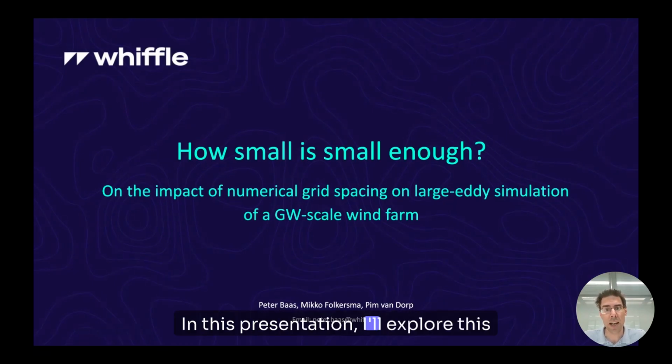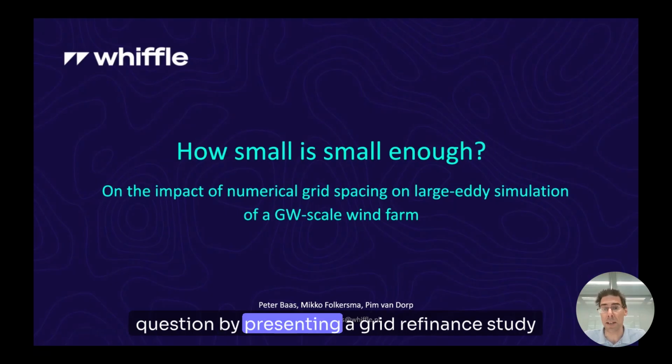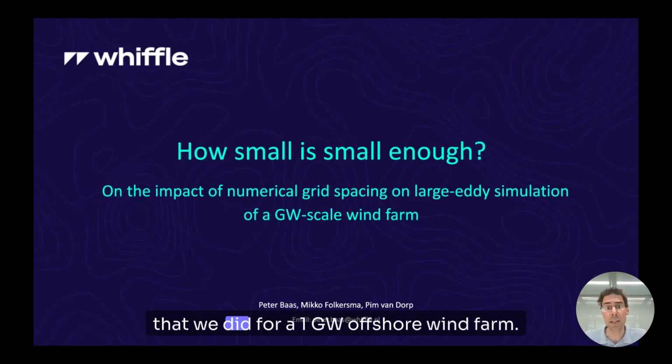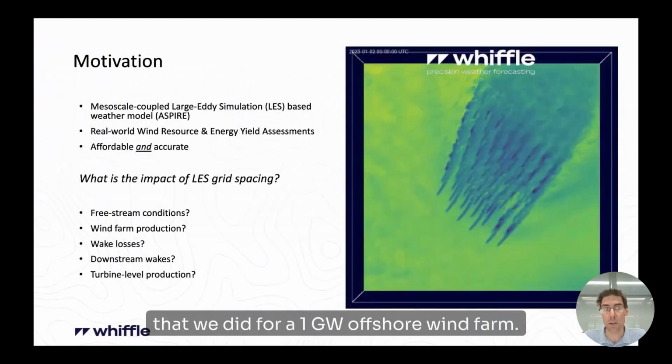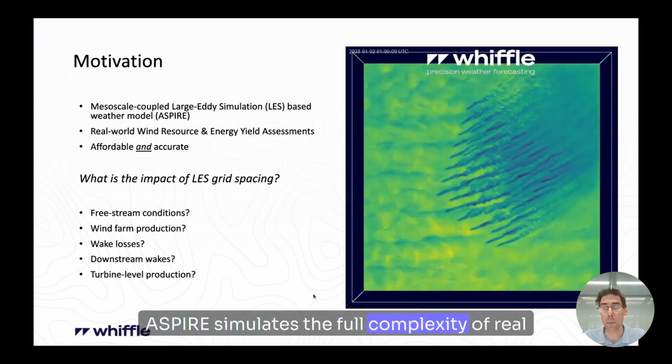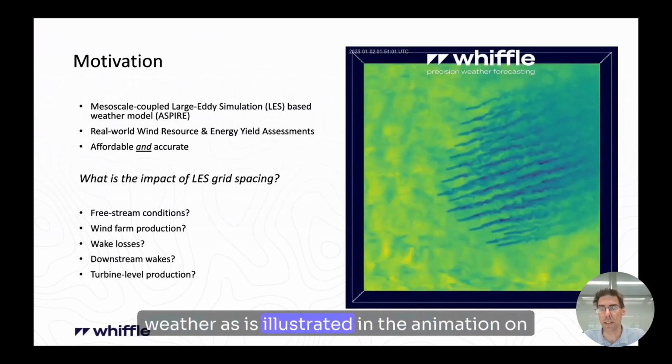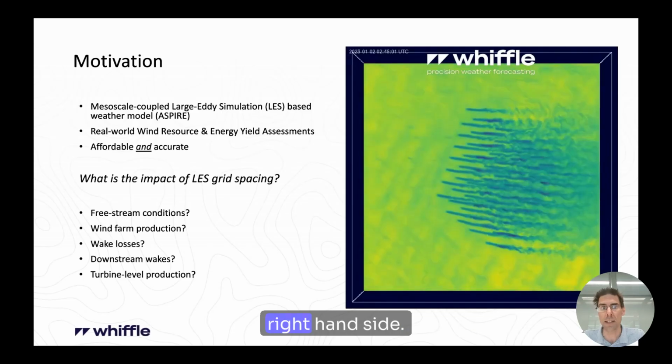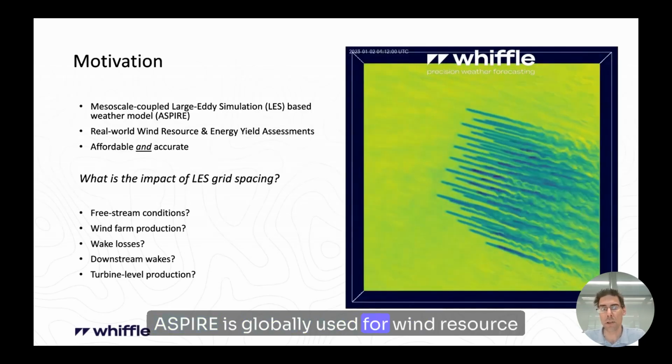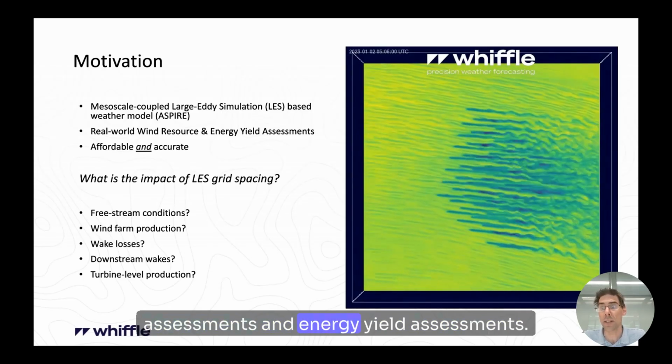In this presentation, I'll explore this question by presenting a grid refinement study that we did for a 1 gigawatt offshore wind farm. The tool that we use is a mesoscale-coupled large eddy simulation code called Aspire. Aspire simulates the full complexity of real weather as is illustrated in the animation on the right-hand side. Aspire is globally used for wind resource assessments and energy yield assessments.